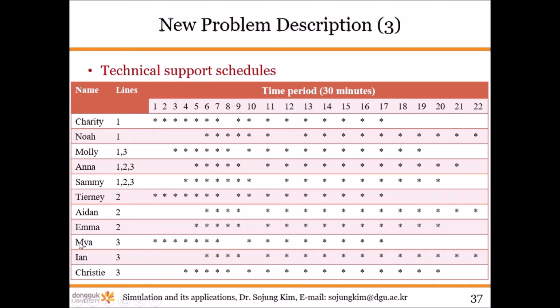As you can see, we have 11 people right here. So 1, 2, 3, 6, 9, 11. We have 11 people, and the first two people can only handle the first product type. However, Molly can handle products 1 and 3, and Anna can handle all 3 products. Also, Sammy can handle all 3 products, and so on. Okay, so you need to update the resource schedule based on the information shown in this table.